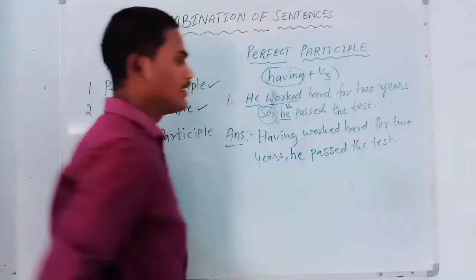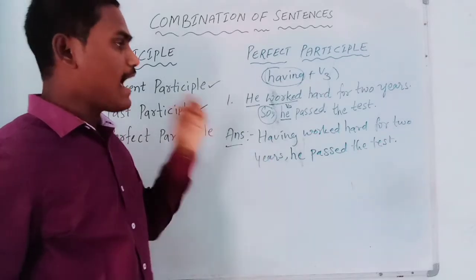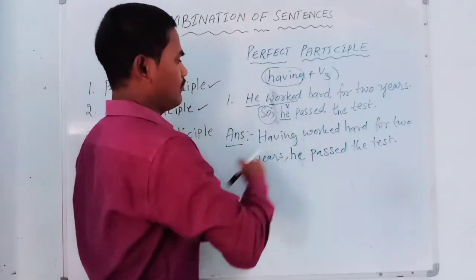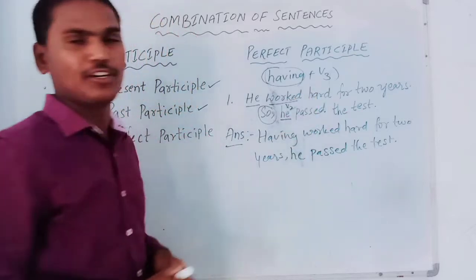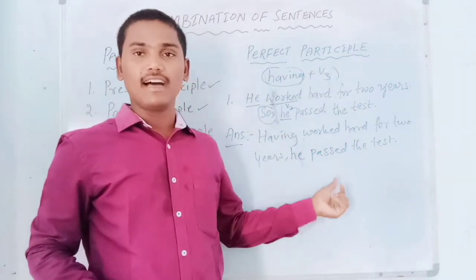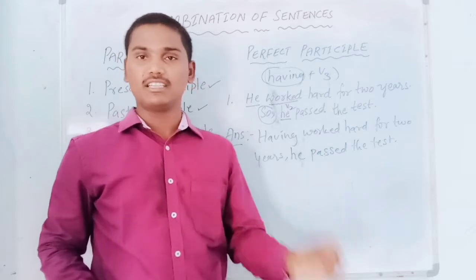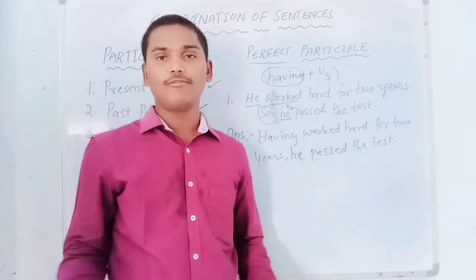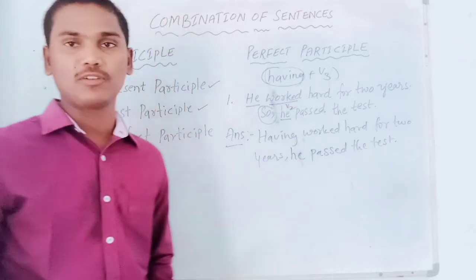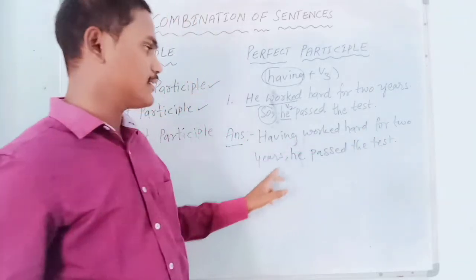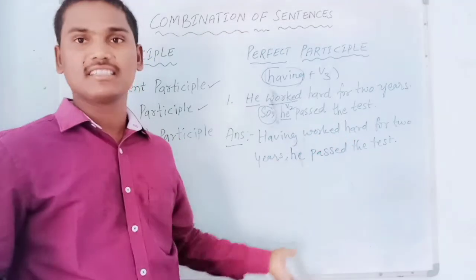He passed the test. So now the answer is having worked hard for 2 years. Basically it is not V3, it is V2. So whatever we have here, we don't mind in the question. But we have to write compulsorily in the answer the V3 verb form. Having plus V3. That is perfect participle. That is the rule we have in English and we should definitely follow. There is no other way to choose anything to write in your answer. Okay. So having worked hard for 2 years, he passed the test. So it is the answer.